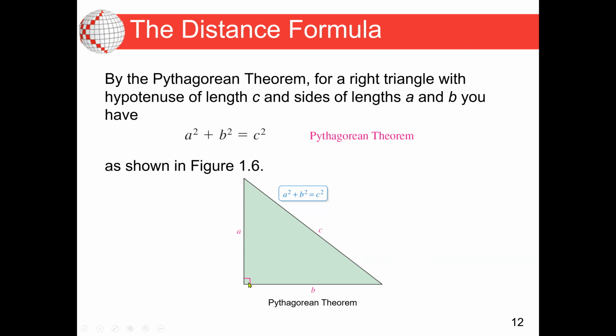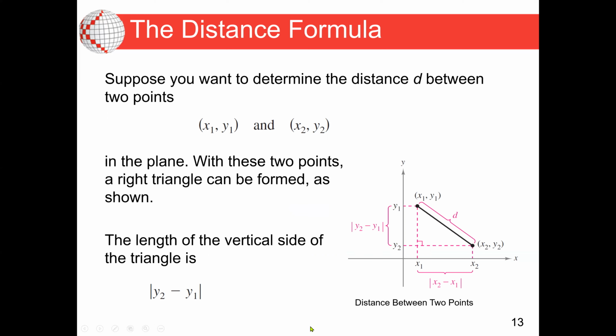Now suppose we want to determine the distance d between 2 points. Here we are assuming we have 2 points, x1 and y1. Each point has a coordinate, which are x and y values. And we also have our second point, x2, y2, in a plane as shown here. So this is our 2 points, x1, y1, x2, y2, and we want to find the distance d between them. In order to find the distance between these 2 points, we have to know the difference of the y coordinates and also the difference of the x coordinates.